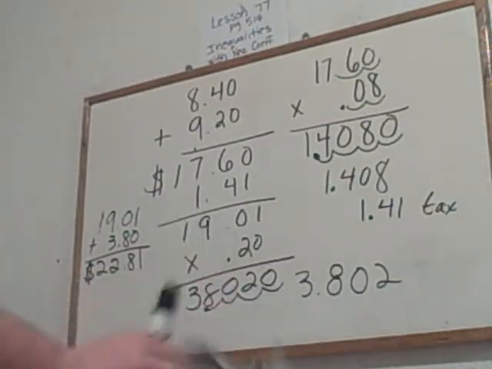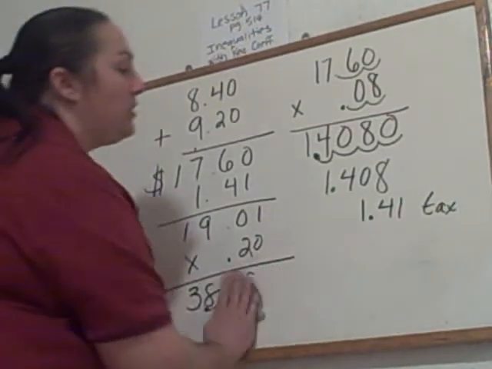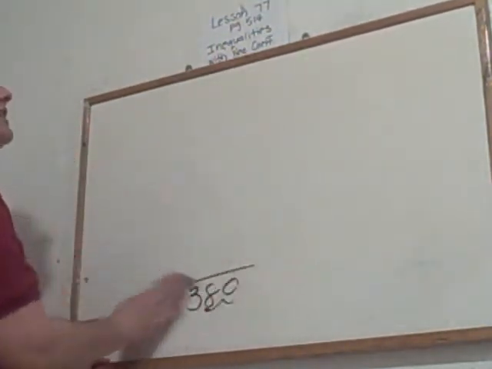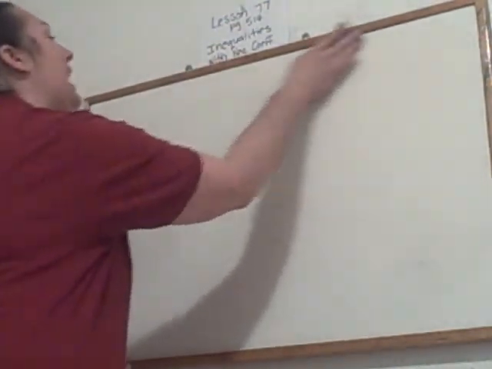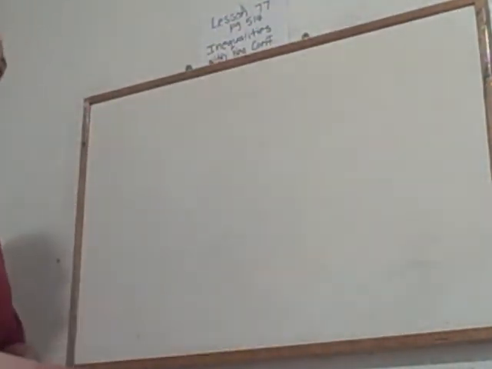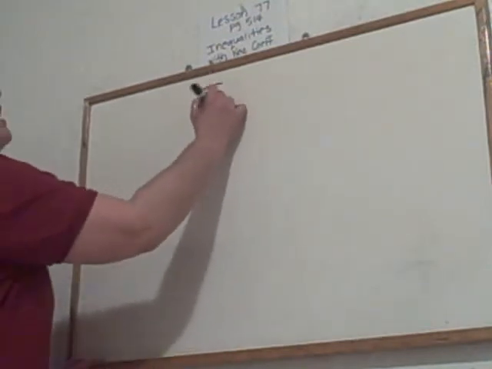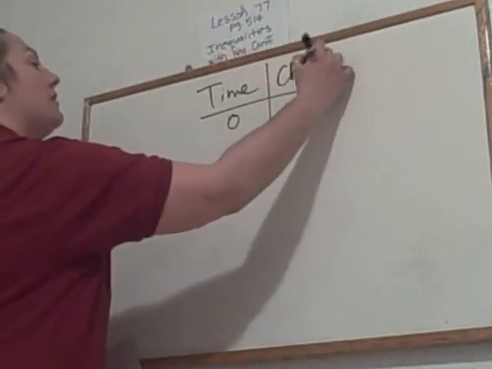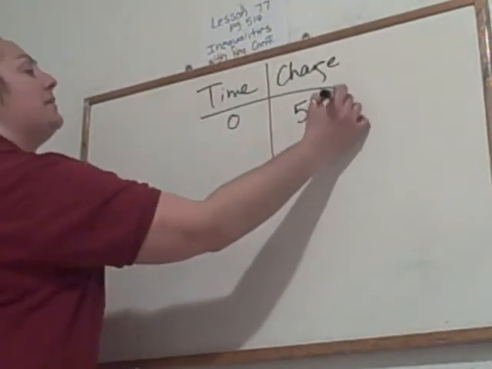Looking next at problem number 5. Problem number 5 asks us about a calling card that charges 50 cents for each phone call plus 3 cents a minute on the call. So as soon as you pick up the phone to make a call, you automatically get charged 50 cents, even if you only talk for 2 seconds. You still get charged that 50 cents. So if my time is 0, the charge would still be 50 cents.